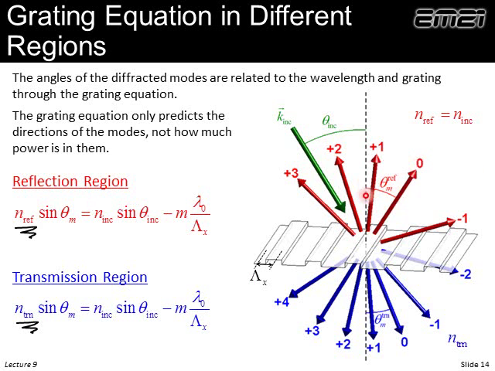If we're in the reflection region, we'll use the refractive index of the reflection region. If we're down here in the transmission region, we use the refractive index of the transmission region. But otherwise the equation doesn't change, it stays the same. And if we had more regions, we would use the refractive index wherever the region is we're interested in.